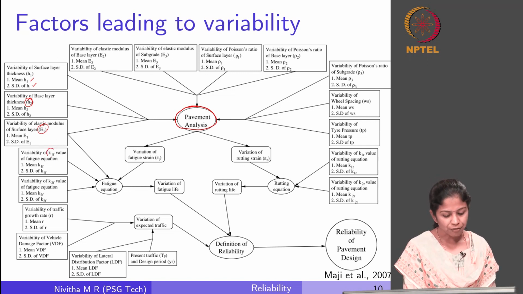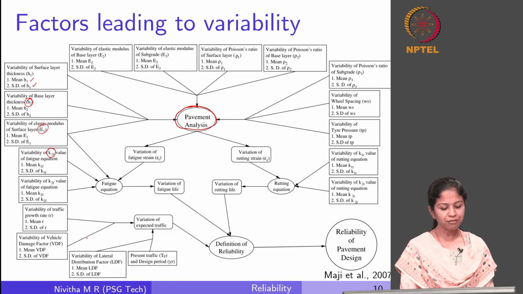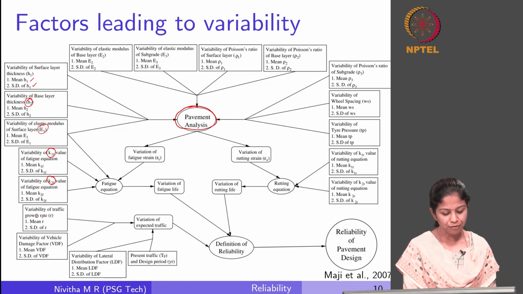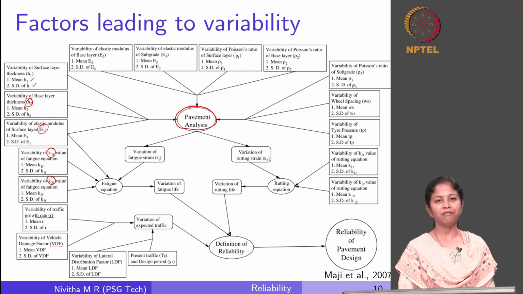So, value of the constant K1F, again if you have another constant it is K2F, right. Then it is the variability of traffic growth rate R, variability of vehicle damage factor VDF, we all know what VDF is, variability of lateral distribution factor, what is the present traffic that is observed at the given moment and the design period that is considered, right.